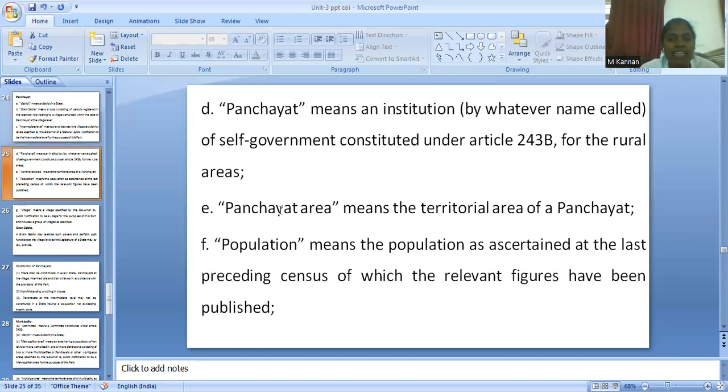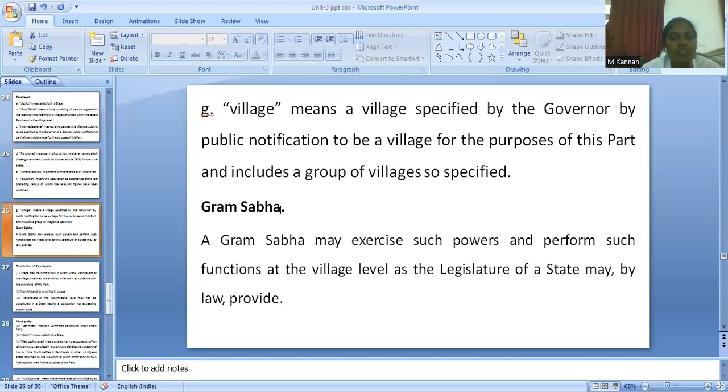The panchayat means an institution of self-government constituted under Article 243B for the rural areas. Panchayat area means the territorial area of a panchayat. Population means the population as ascertained at the last preceding census of which the relevant figures have been published. Village means a village specified by the governor by public notification to be a village for the purposes of this part and includes a group of villages so specified.